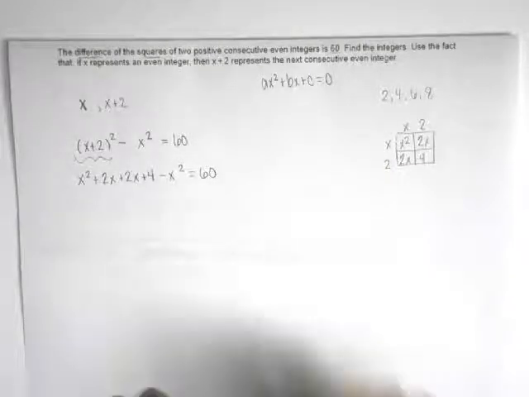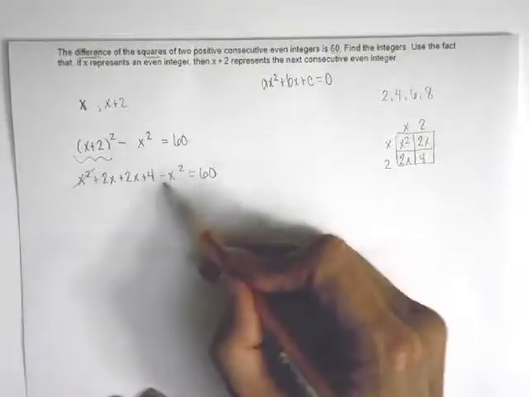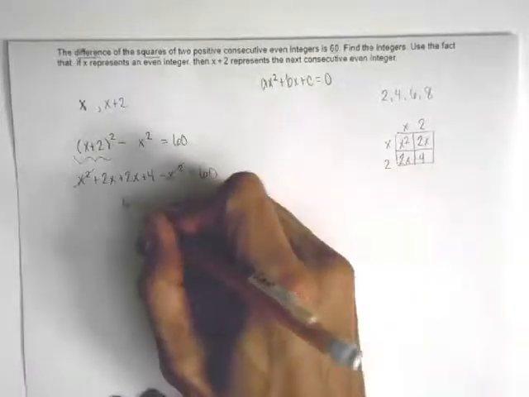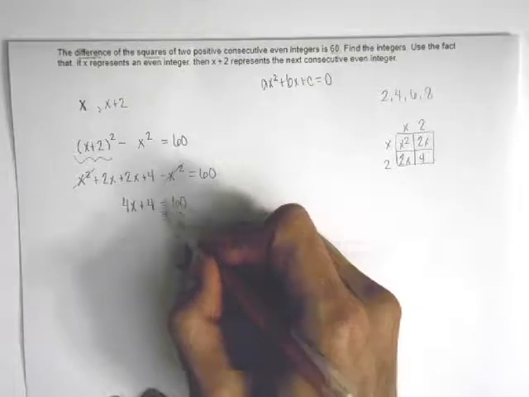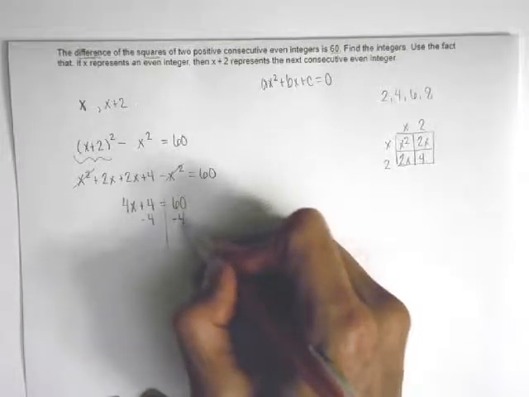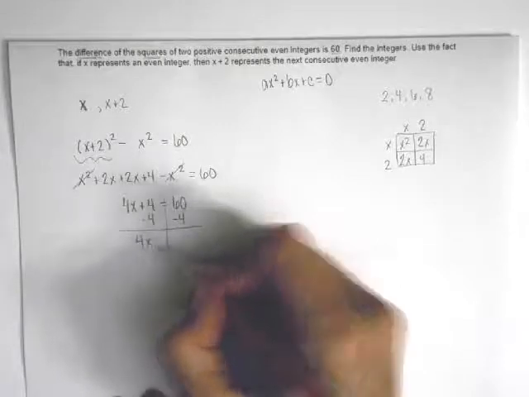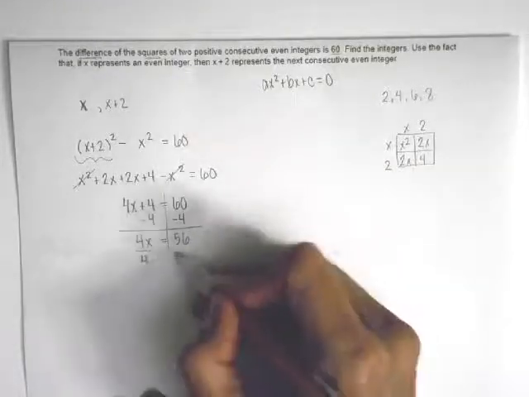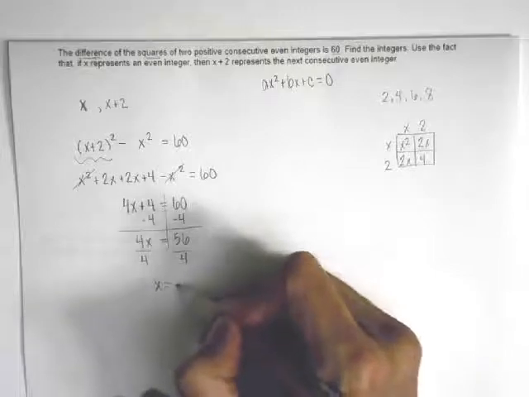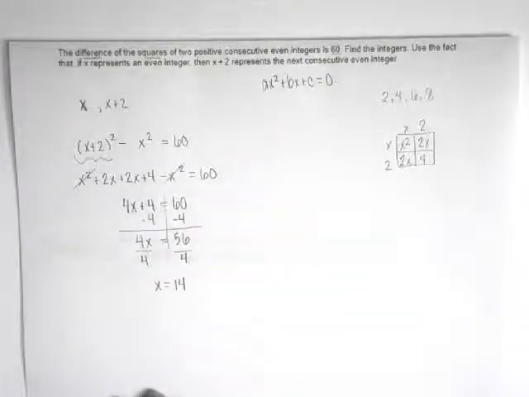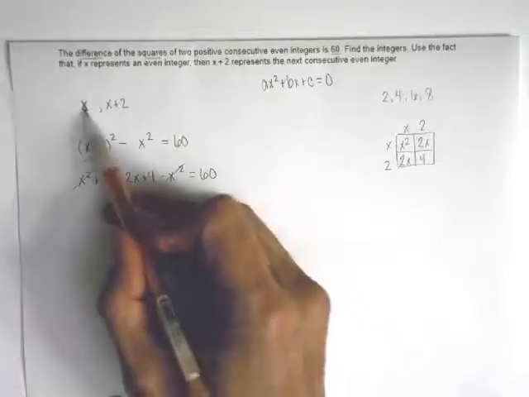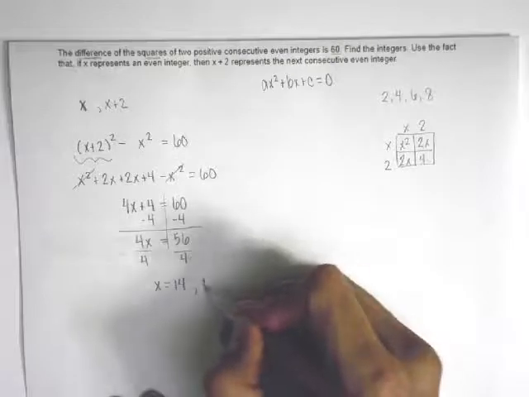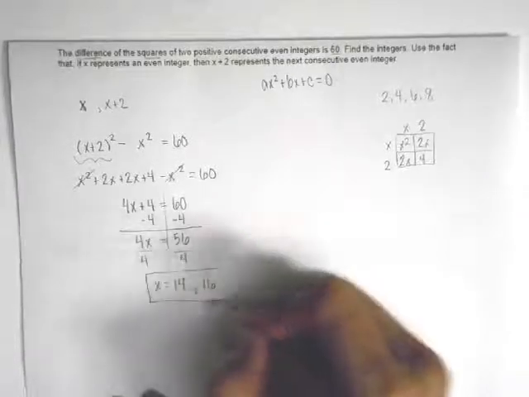So in this particular case, I can see that my positive x squared and my negative x squared cancel, which is awesome because then I won't have to use this equation. And I have 4x plus 4 is equal to 60. So to solve this, I'm going to subtract 4 from this side and subtract 4 from this side. That gives me 4x is equal to 56. I'm going to divide both sides by 4. I get x is equal to 14. So that means that my original number, x, this number right here, is 14, and the next number is 16. And those are my two answers for this problem.